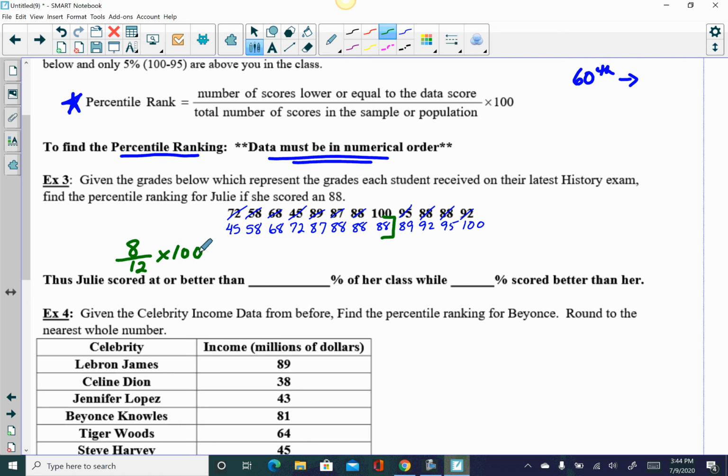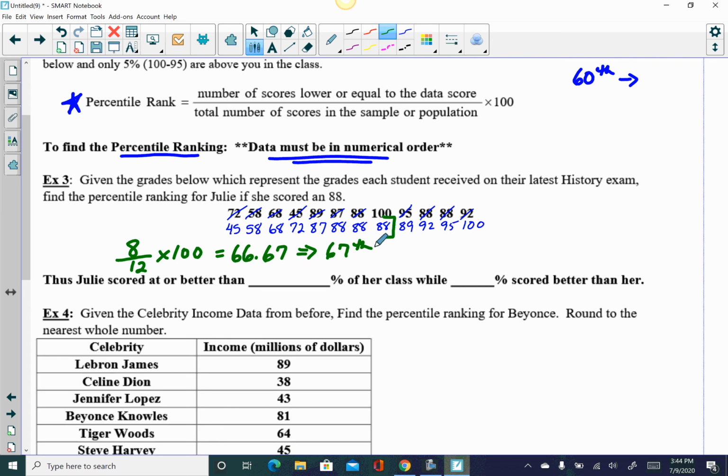So you're just putting that in your calculator: 8 divided by 12 times 100. You get 66.66667, so 66.67. So we're just going to round that up to the 67th percentile. So that puts her at the 67th percentile in her class on that history exam.